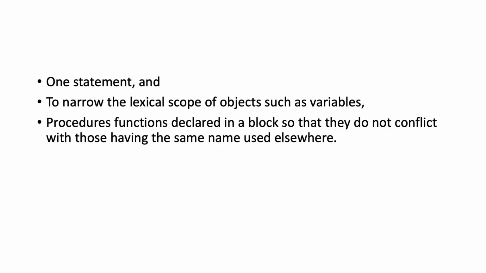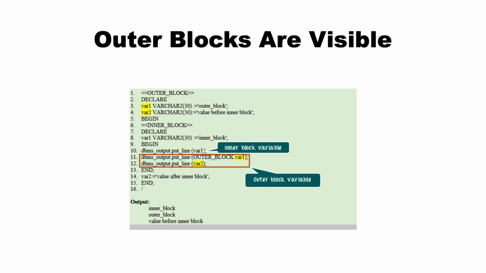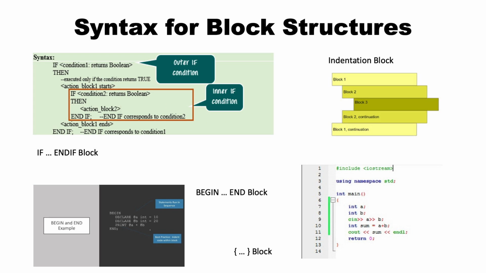Procedures and functions are declared in a block so that they do not conflict with those having the same name used elsewhere. In a block structured programming language, the objects named in an outer block are visible inside inner blocks unless they are masked by objects declared with the same name. Block structured languages have a syntax for enclosing structures in a formal way. A few of them are illustrated in the figure. Have a look at it.